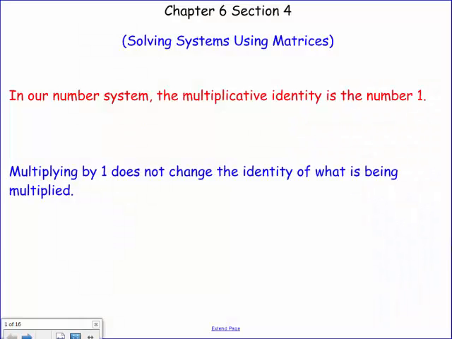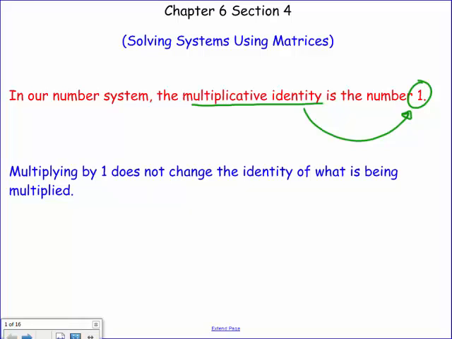All right, before we start looking at how to solve our systems of equations using matrices, we first got to reflect on some definitions that we've done in the past. For example, we got this definition, multiplicative identity. That just means when I multiply something by 1, I get the same number, right? So a multiplicative identity is using the number 1, okay? And multiplying by 1, just like we talked, doesn't change the identity of what's being multiplied.